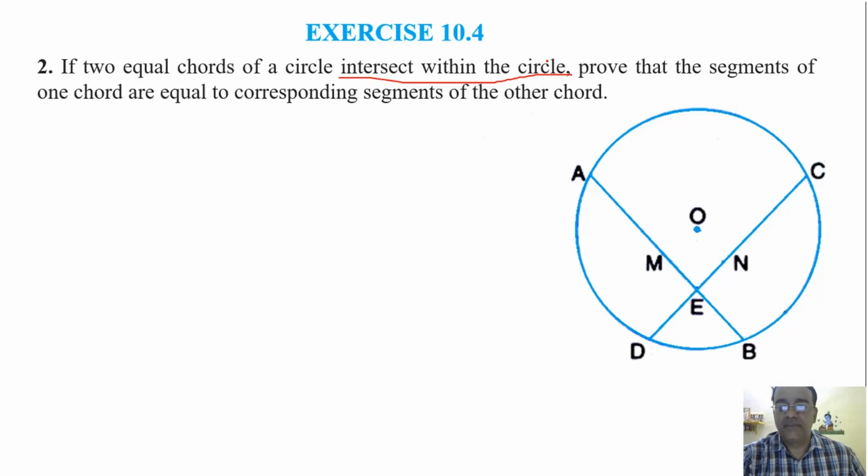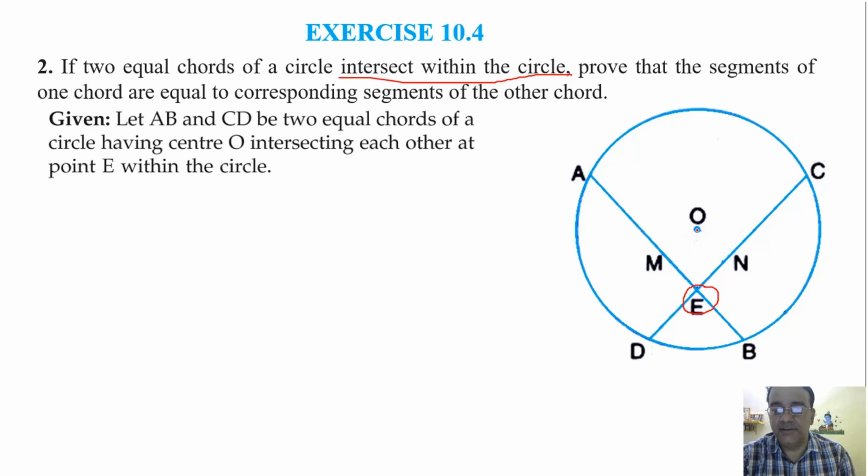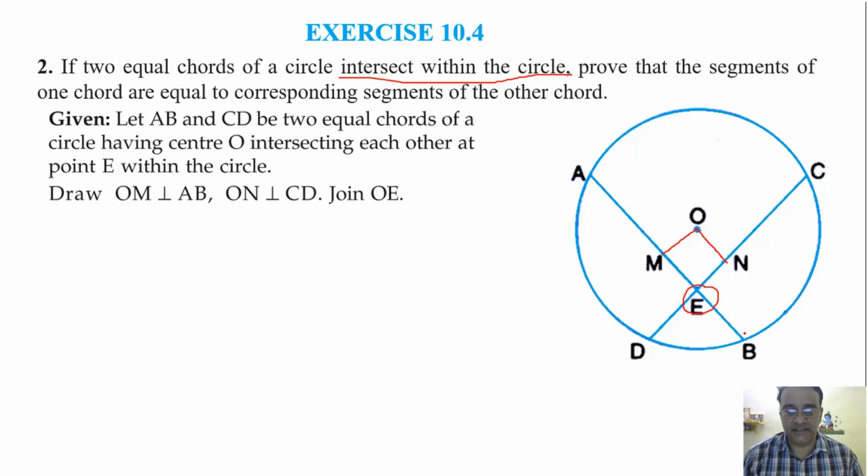See this figure. AB and CD are two equal chords and they are intersecting at point E within the circle. So इसमें हम लोग एक construction करेंगे. We'll join O, we'll draw perpendiculars from O to AB and to CD. So OM, draw OM perpendicular to AB and ON perpendicular to CD. Right. So पहले OM perpendicular draw कर लिए, then ON draw कर लिए.